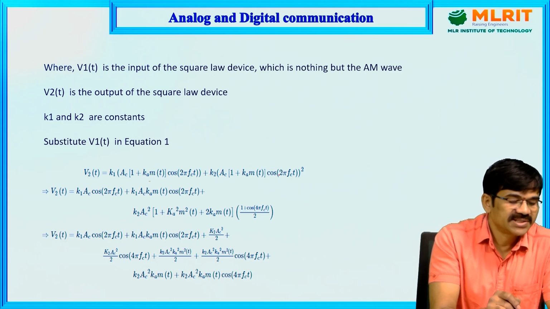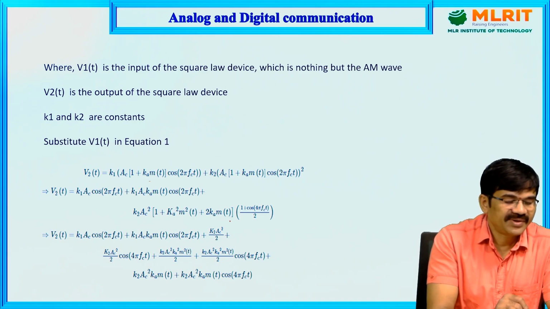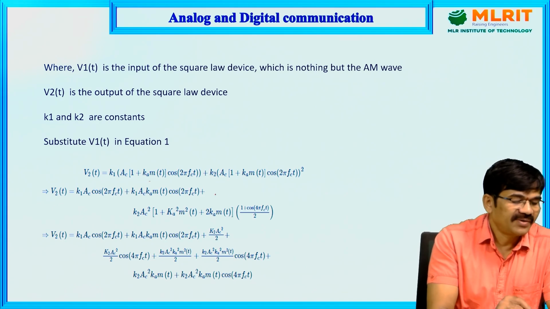Let us expand this. After expanding, we get K2 Ac² [1 + Ka² m²(t) + 2Ka m(t)] (1 + cos 4πfct)/2, where 1 squared is 1 and (Ka m(t))² is Ka² m²(t).